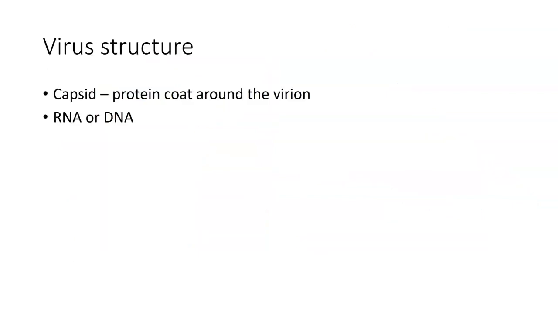Viruses have either RNA or DNA. They don't have both. They have one or the other. The RNA or DNA could be single-stranded or double-stranded, which means that these are a little bit different than what you normally find as far as regular organisms go.